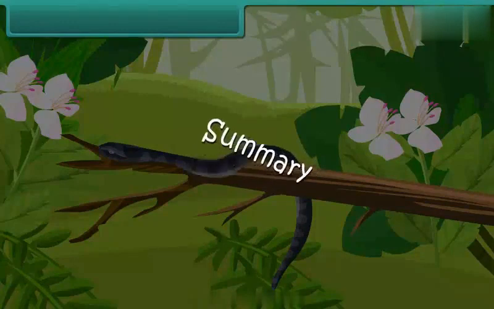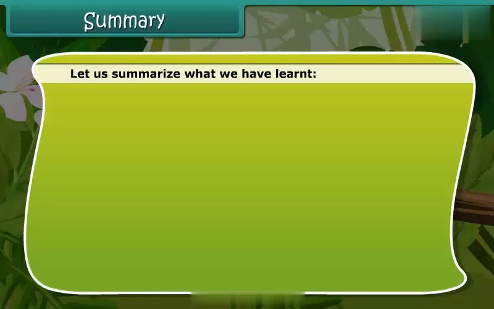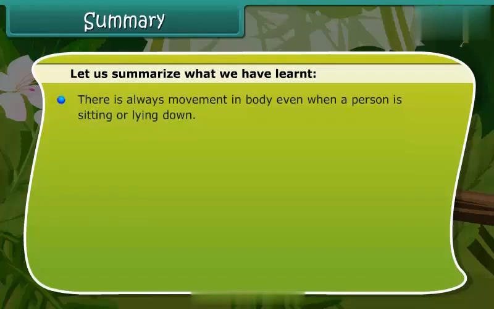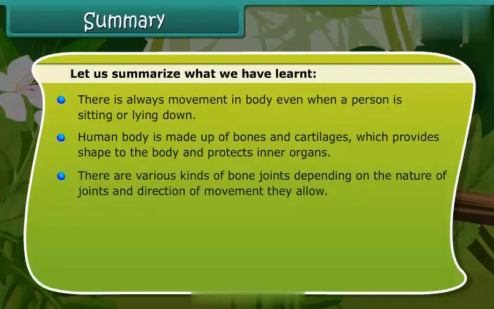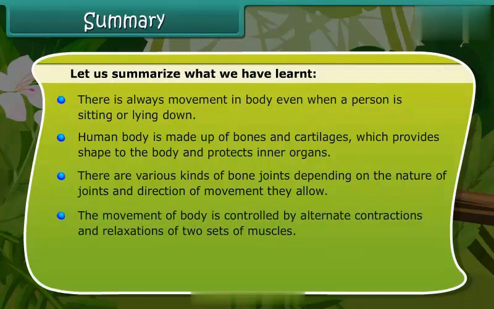Summary. Let us summarize what we have learnt. There is always movement in the body even when a person is sitting or lying down. The human body is made up of bones and cartilages, which provide shape to the body and protect inner organs. There are various kinds of bone joints depending on the nature of the joints and the direction of movement they allow. The movement of the body is controlled by alternate contractions and relaxations of two sets of muscles.